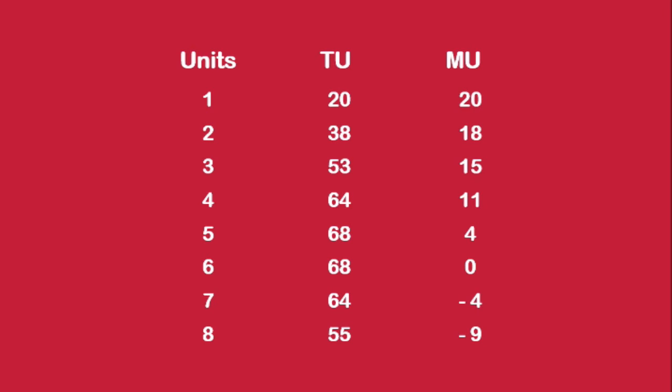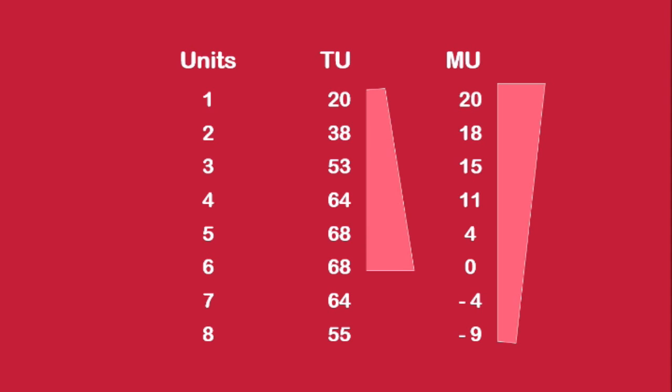The two things the schedule exhibits are: with continuous consumption, consumer's marginal utility falls. Consumer's total utility reaches the maximum and then falls.